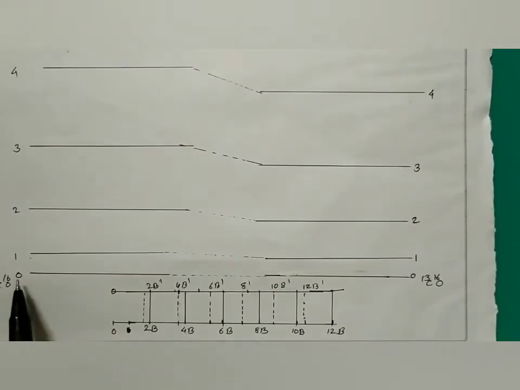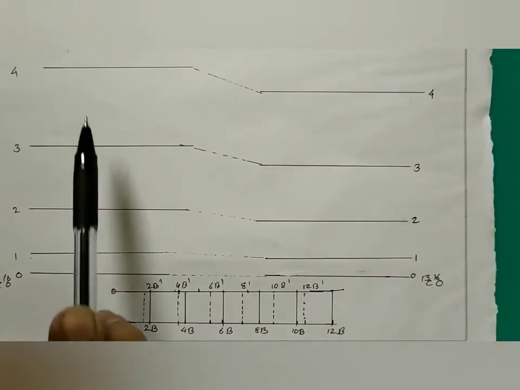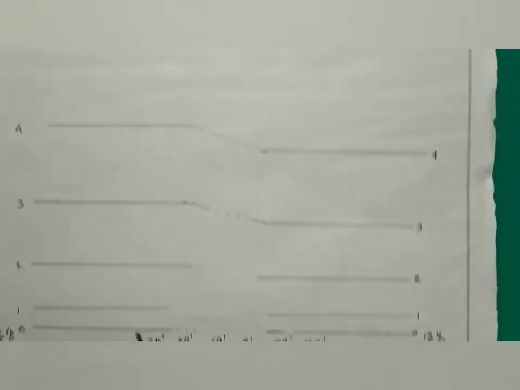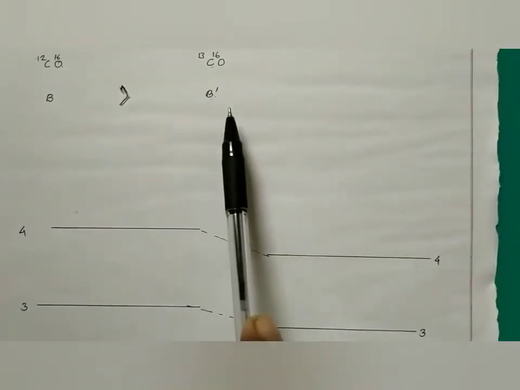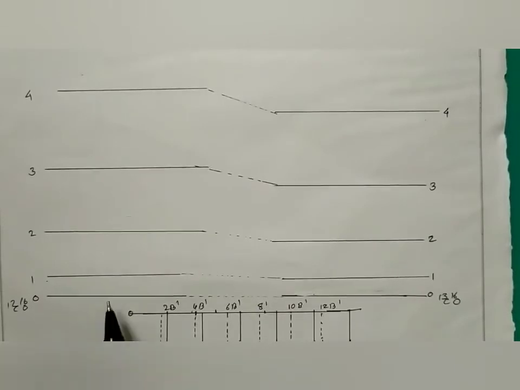Now let us see. This is carbon monoxide with carbon 12, this is carbon monoxide with carbon 13. Now this carbon monoxide is substituted by means of isotope, and due to increase in the reduced mass, the spacing between the lines gets decreased. Here the spacing between the lines is more because B is greater than B dash, and if you plot it, we will get this change.